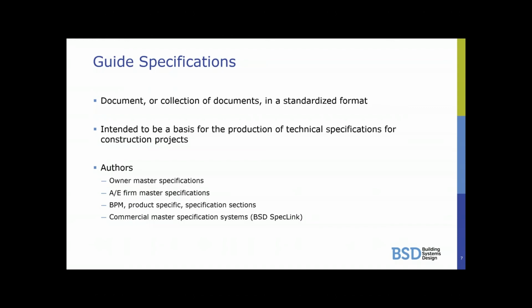The authors for guide specifications can be owners. Owners may have their own in-house specification writers or have contracted out to have master specifications written. AE firms may write their own master specifications because of the project types they use. Building product manufacturers may provide very product-specific specification sections. And there may be commercial master specification systems available, such as the highly collaborative and very functional BSD SpecLink.